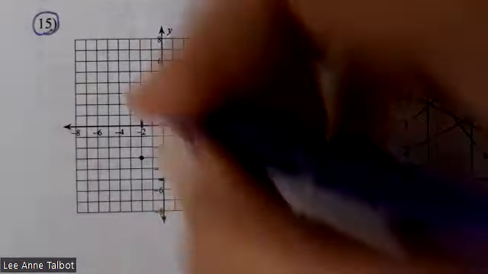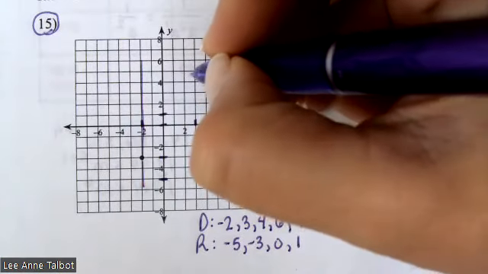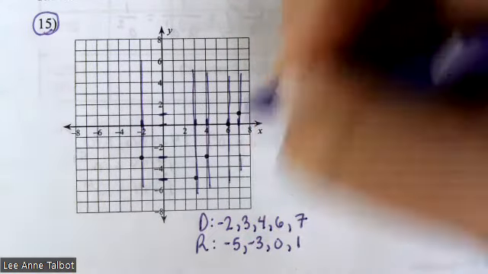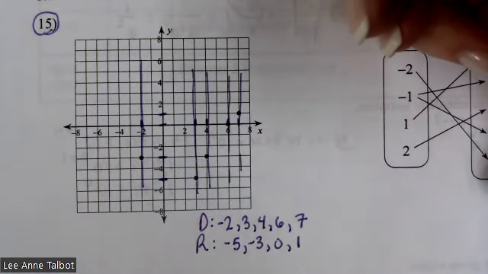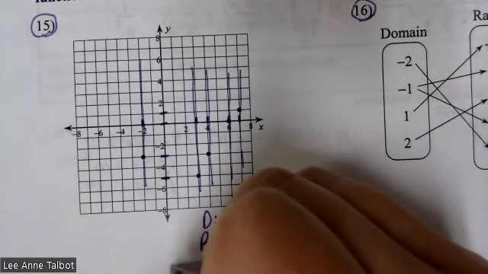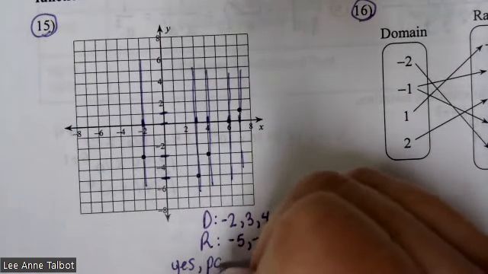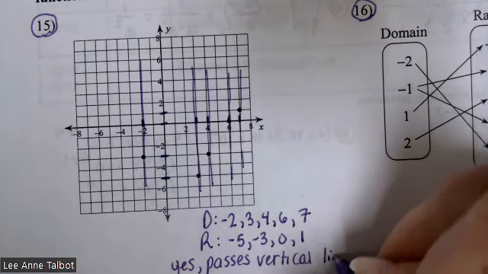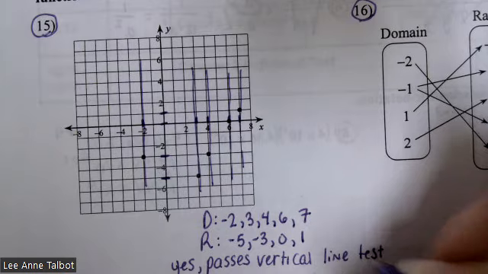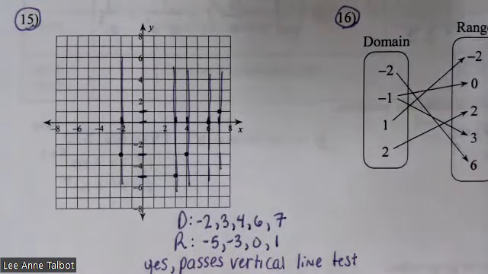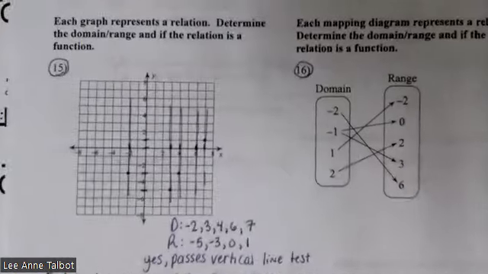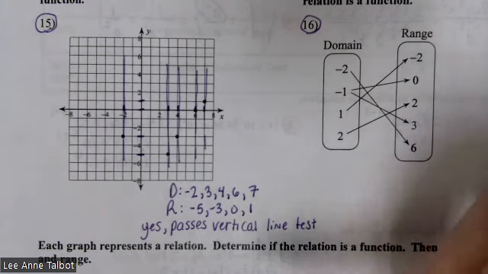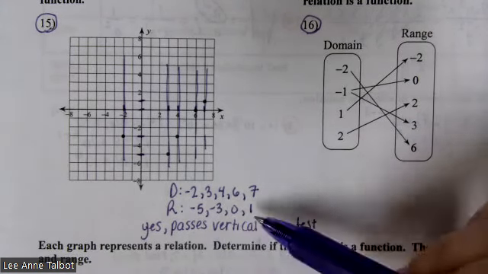And then we're going to do the vertical line test. Did any of my vertical lines hit 2 points? Nope. So yes, it's a function, passes vertical line test. Do I need to do the vertical line test there? Not really. I could also look at the domain and see that there are no repeating x's.